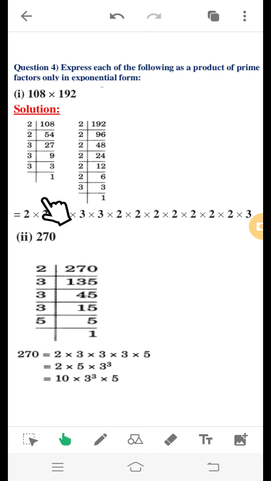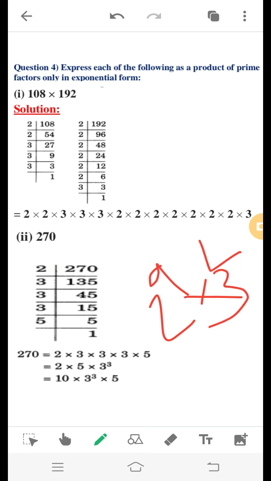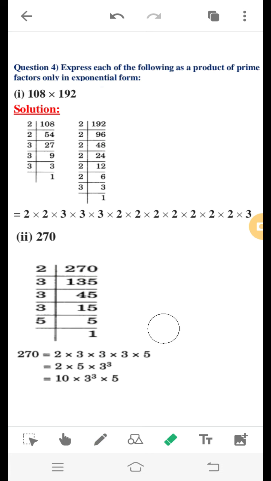2 multiply 2 multiply 3 multiply 3 multiply 3. Here 2 comes 1, 2, 3, 4, 5, 6 times, and then multiply 3. After that, count how many times 2 comes: 1, 2, 3, 4, 5, 6, 7, 8, 9. So it's 2 raised to 9 multiply 3. 3 comes 1, 2, 3, 4 times, so it's 3 raised to 4. So 2 raised to 9 multiply 3 raised to 4.